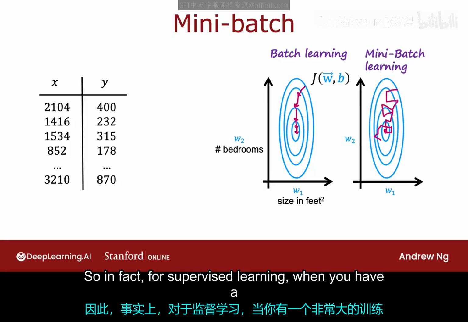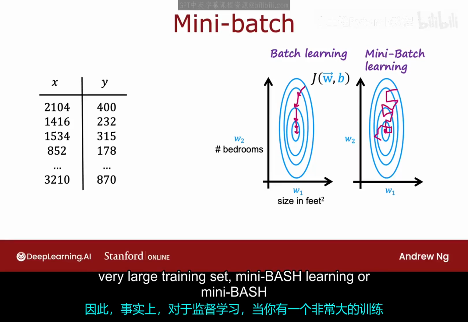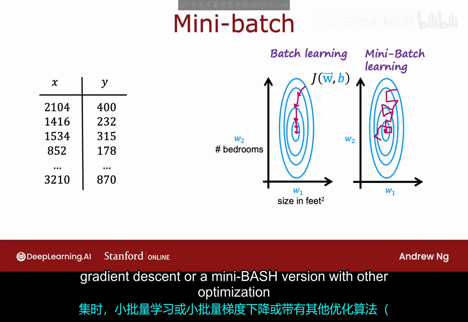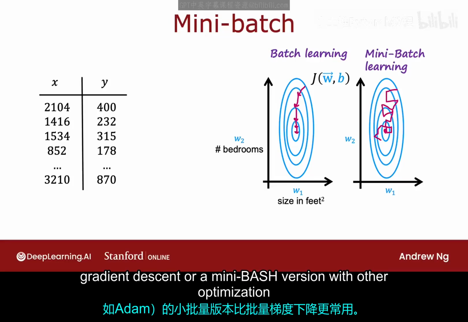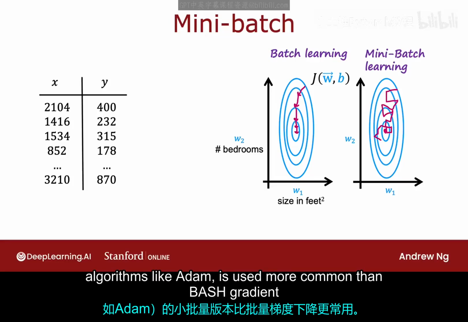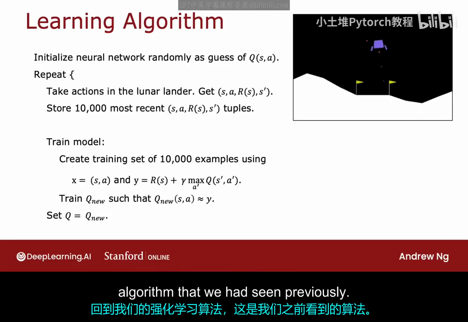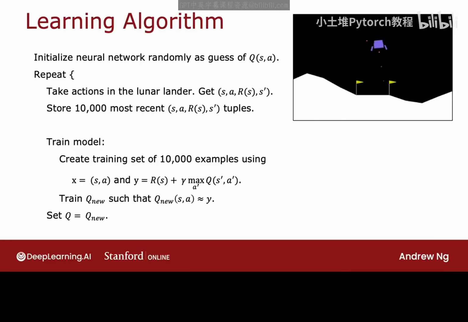So in fact, for supervised learning, when you have a very large training set, mini batch learning or mini batch gradient descent, or a mini batch version with other optimization algorithms like Adam, is used more commonly than batch gradient descent. Going back to our reinforcement learning algorithm, this is the algorithm that we had seen previously.